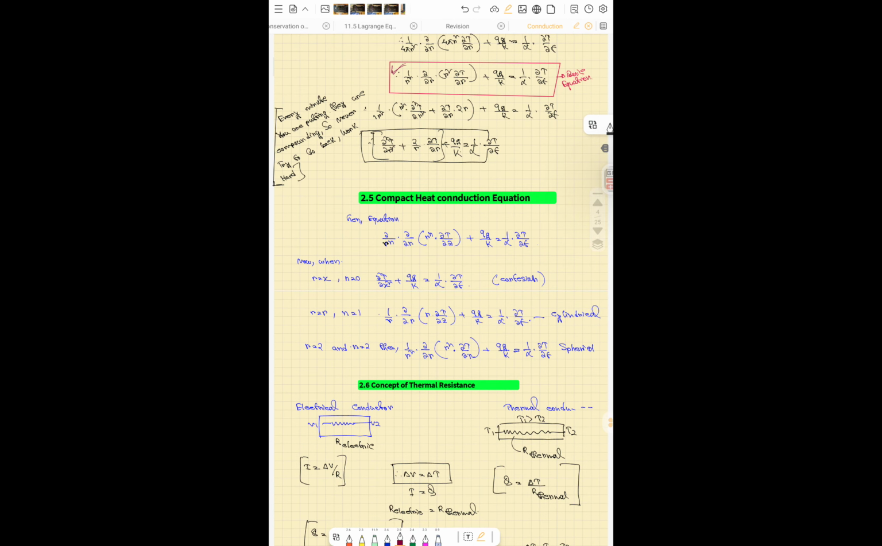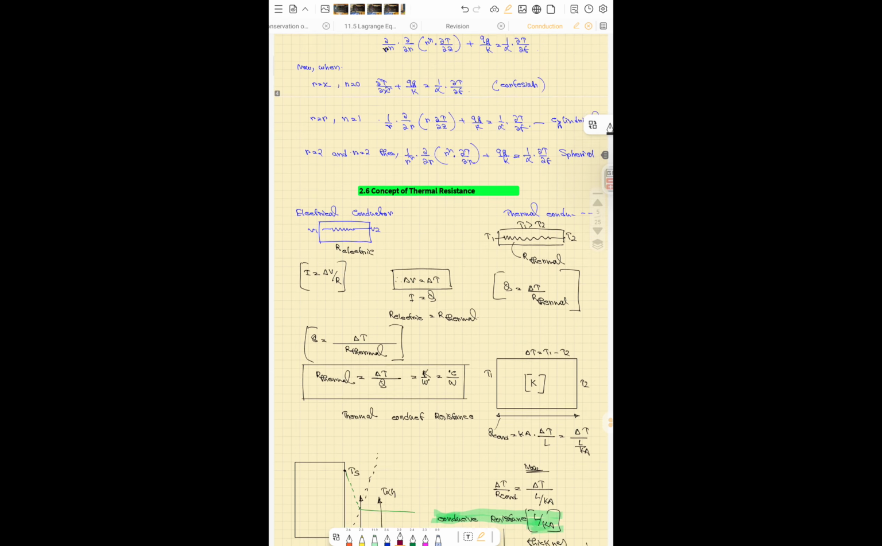There is a general equation: 1 by r to the power n, d by dr of r to the power n dT by dr, plus qg by k. These are the same for Cartesian, where r equal to x, 1 by x d by dx.